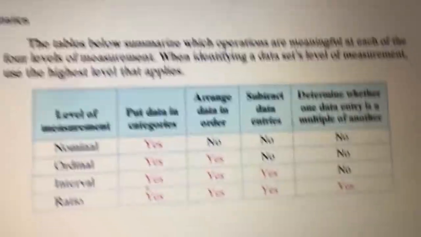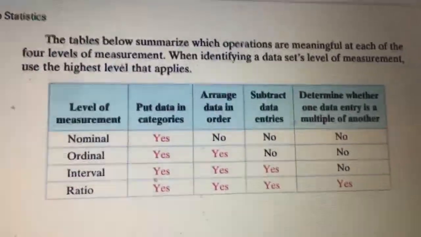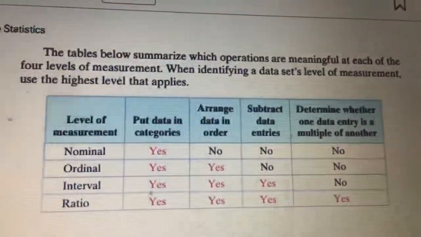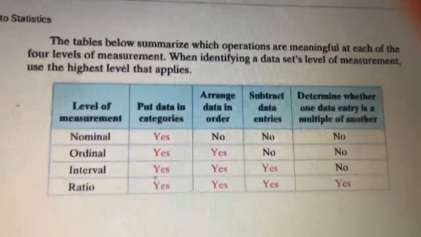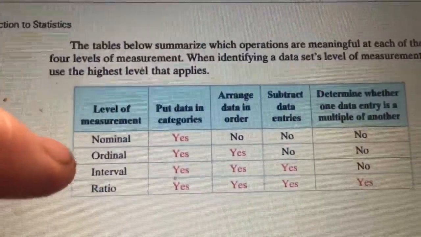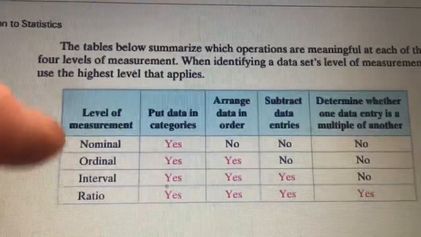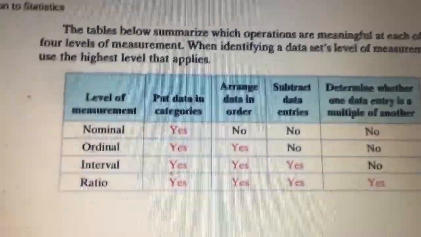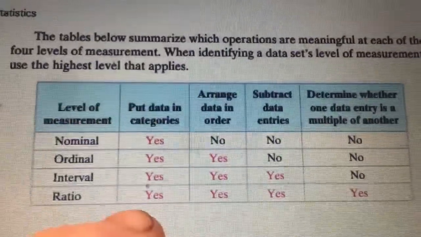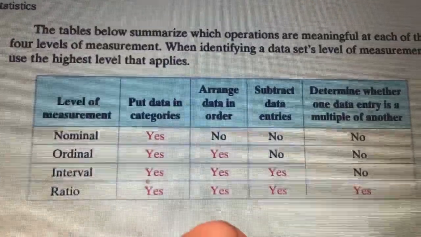If you look at this table right here, you might pull it up to write this down or maybe take a picture of it on your phone. This shows the 4 levels of measurement: nominal, ordinal, interval, ratio. NOIR, no ear. They all involve putting data in categories. And if you notice, this is a no, and these are all yes.